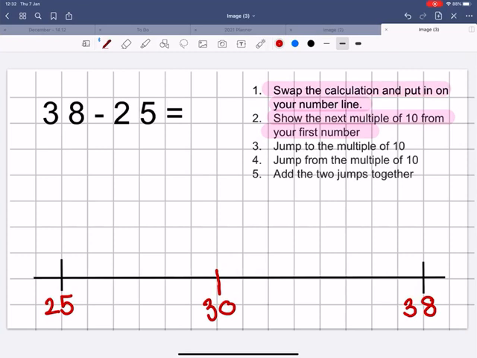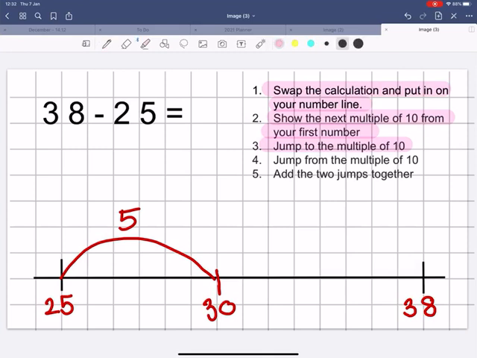And then the next step that we are going to take is we are going to jump to the multiple of 10. So we're going to jump from 25 to 30. And we need to figure out the gap between 25 and 30. So instead of counting along the number line, we know that to get from 25 to 30 is 5 jumps.